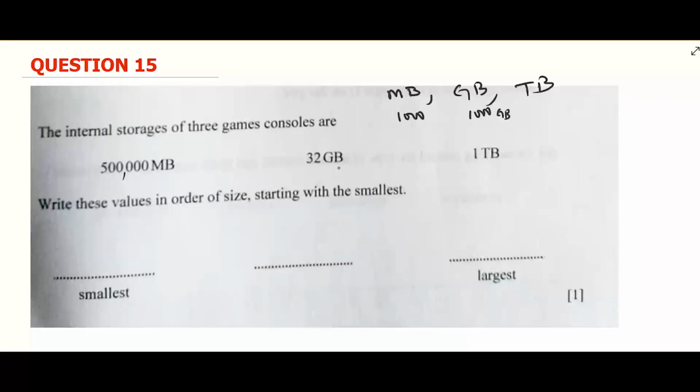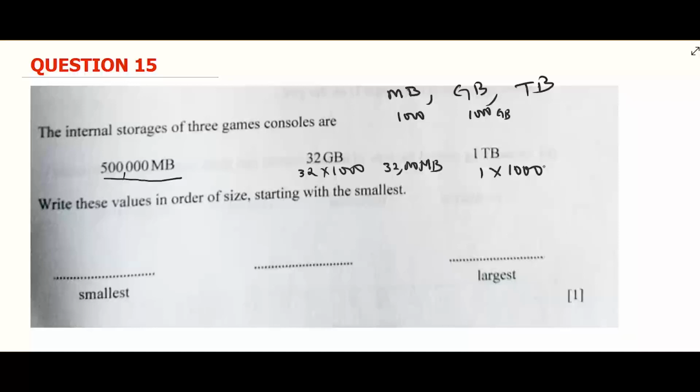So let's express everything in megabytes. We already have this one to be 500,000 megabytes. So 32 gigabytes will be 32 times 1000, so that will be 32,000 megabytes. That's MB.